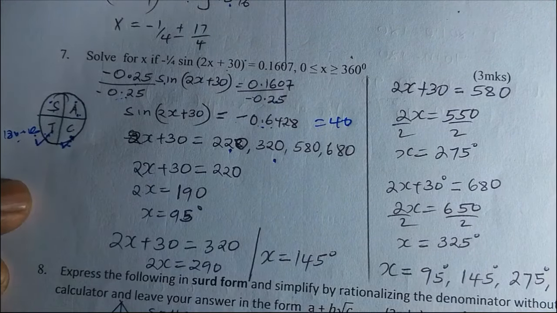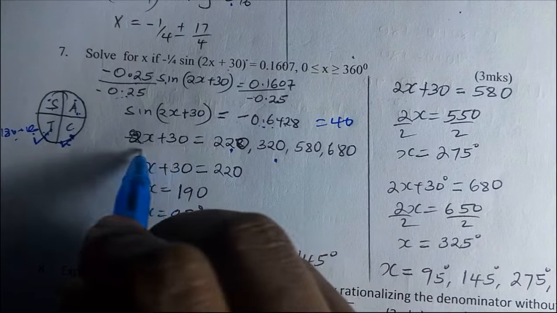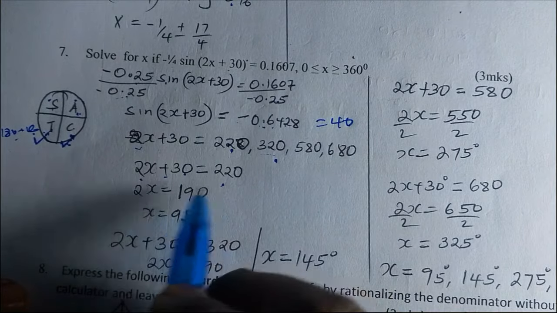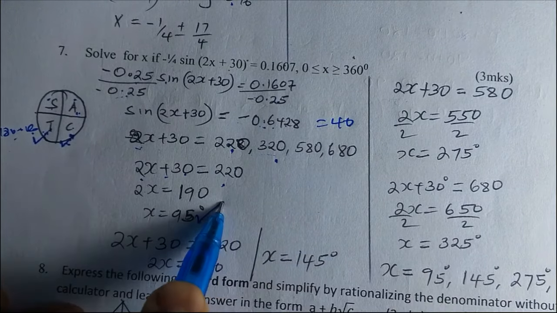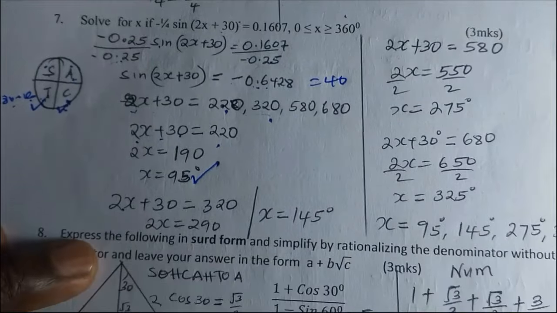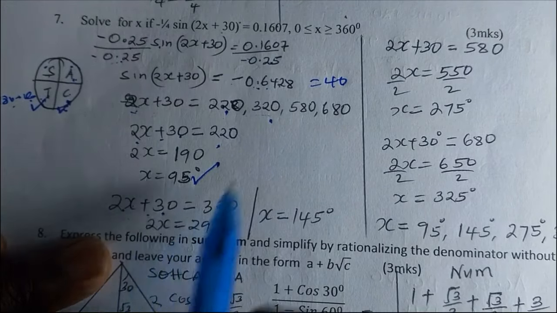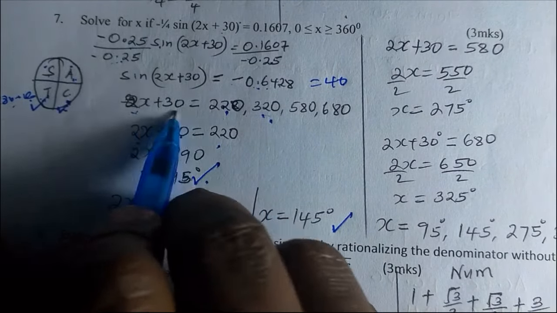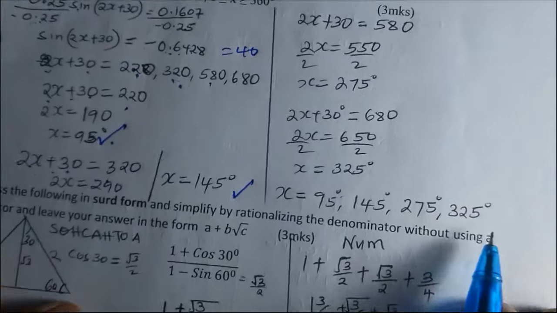So once you have all these angles, now you start doing them individually. 2x plus 30 is equal to this one. You get this angle here. That is our first angle. Then again you equate 2x plus 30 to this angle. You get our x as 45. You equate this equation with this one. You get all the angles, and these are all the angles.